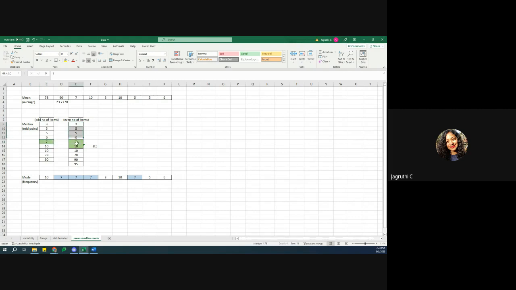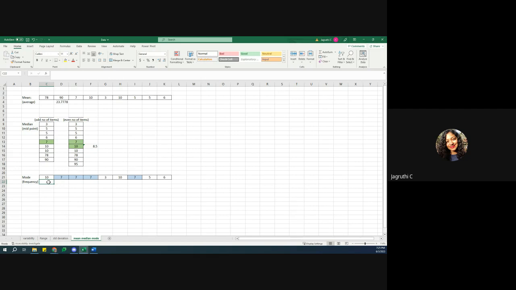But when it comes to an even number of items, once you have sorted the data, you just take the average of the middle 2 points. So after I've sorted my data from lowest to highest here, from 3 to 95, these two, 7 and 10, would be my midpoint. So 8.5 would become my median here, which is again the average of these 2 points.